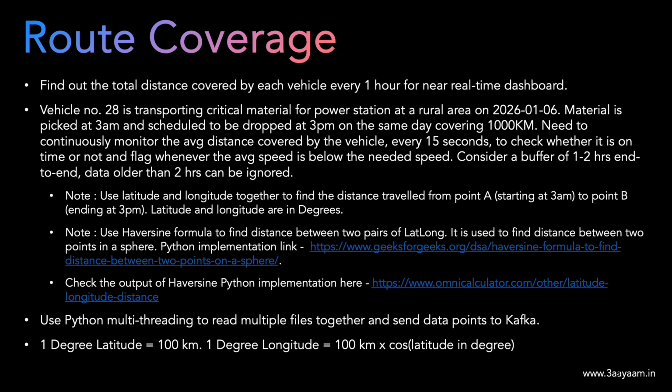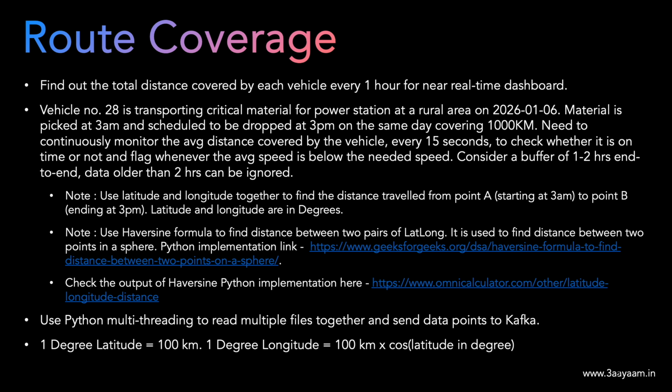Okay, now the second use case is a little bit more complicated. The first one is also complicated because I'm asking you to find out the total distance, whereas the input contains only latitude and longitude location, or lat long location. How do you find that out? 1 degree latitude is about 110 kilometers and 1 degree longitude is 110 kilometers times cosine of latitude in degrees.